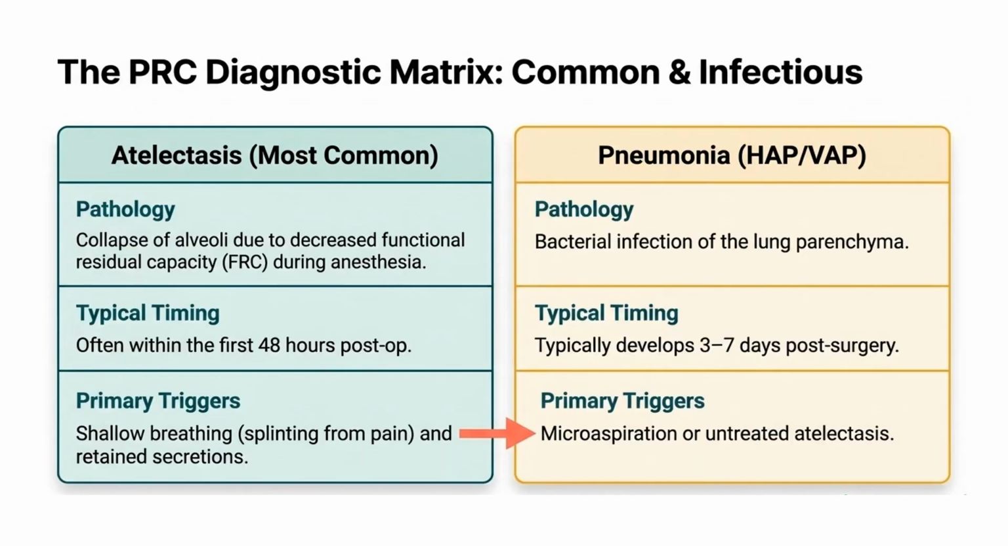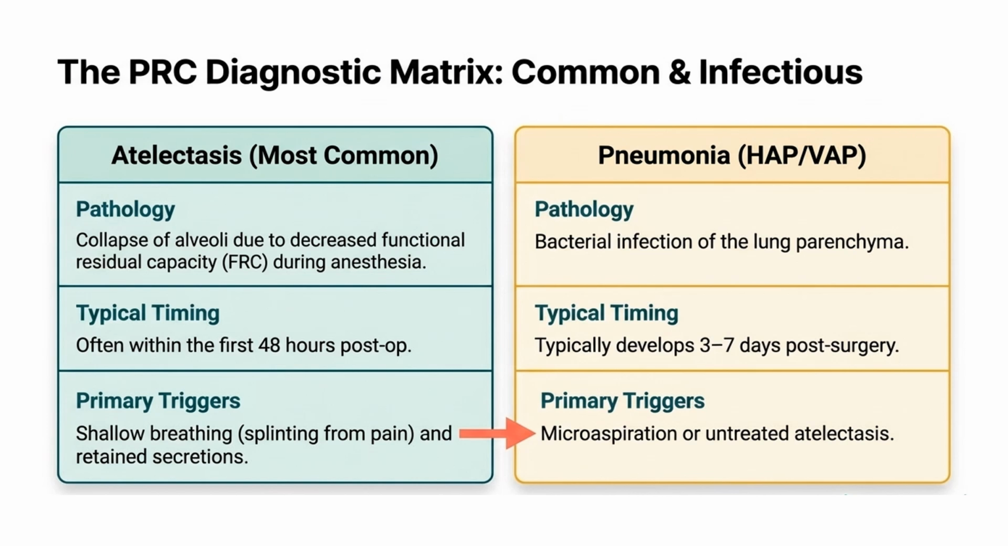So we'll see the diagnostic matrix and common infection. The most common cause is atelectasis. The pathology is collapse of alveoli due to decreased functional residual capacity during anesthesia. So in this time, what will happen? Bacterial infection of the lung parenchyma can develop. The typical onset of atelectasis is nearly the first 48 hours post-operatively. So this is the timing period of atelectasis.